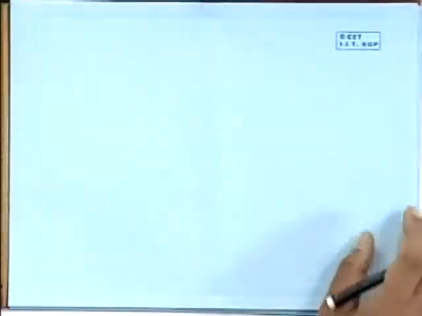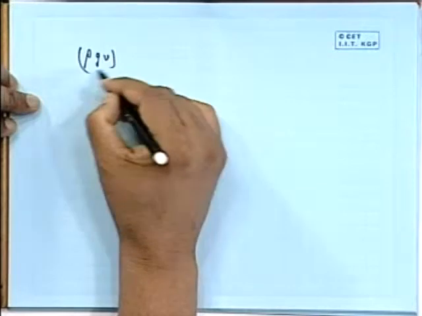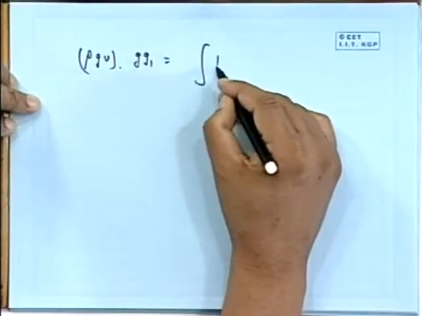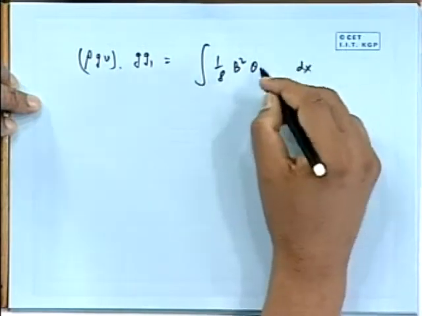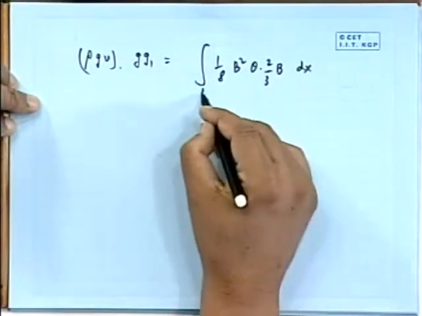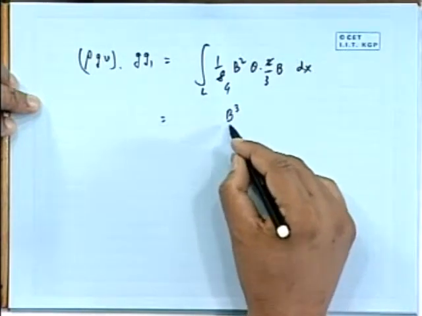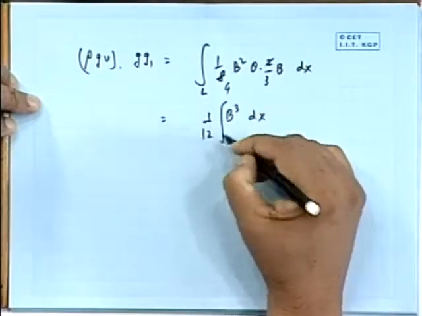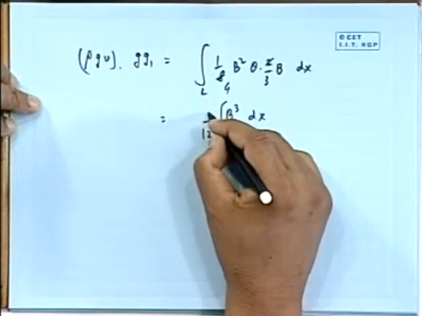So we can now very easily figure out that rho g V into GG1 gives rise to the integration of 1 by 8 b square theta dx, and here I write 2/3 of b, over the length. This will give b cube 1 by 12 dx. You see theta is there, but theta does not depend on length. Whichever cross section, theta is the same, so I can take theta outside here.